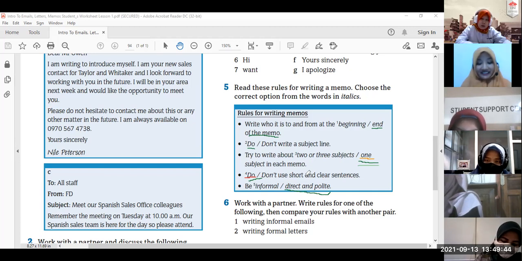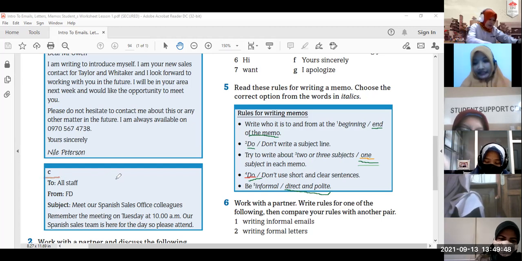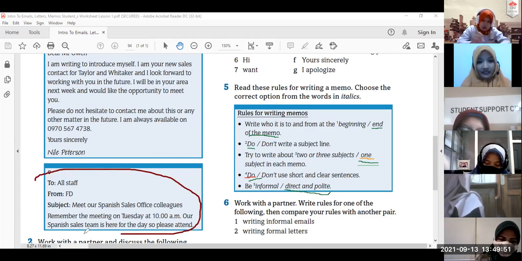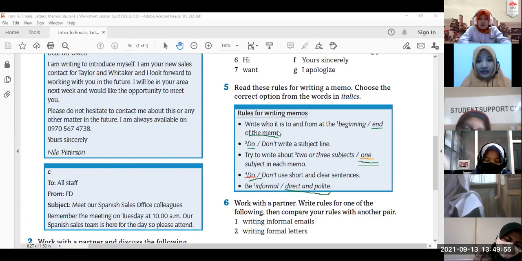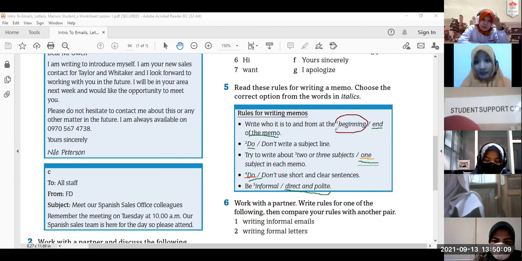Okay, so let's check, everyone. As you can see from the first text here, this is the memo. So the first rule, as you can see, is write who it is to and from at the beginning. Number 1 is at the beginning of the memo. You need to write the sender, the receiver, and also the subject at the beginning.